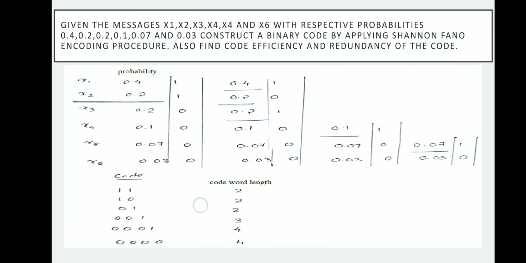So the efficiency equation is entropy divided by average length. For that we need to find the average length. Average length is nothing but probability into code word length. So 2 into 0.4 plus 2 into 0.2 plus 2 into 0.2 plus 0.1 into 3 plus 0.07 into 4 plus 0.03 into 4.